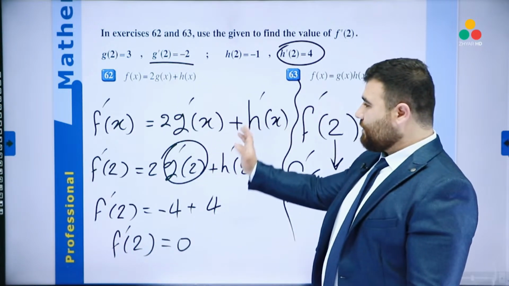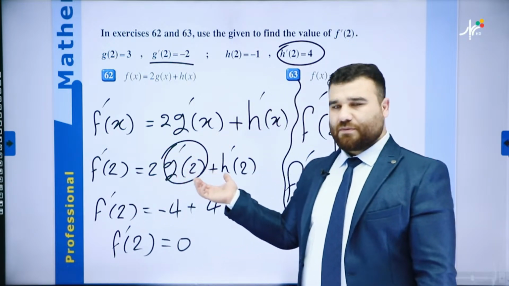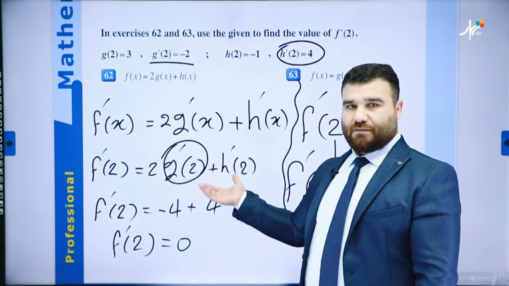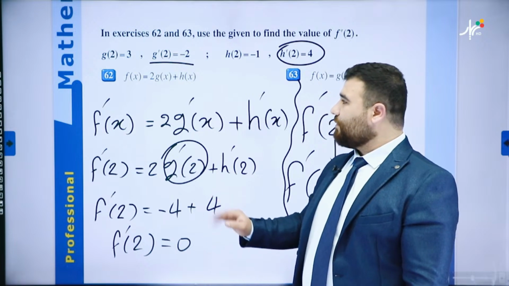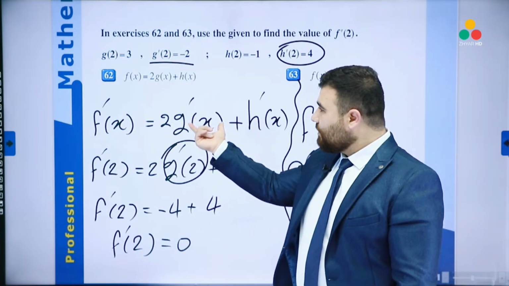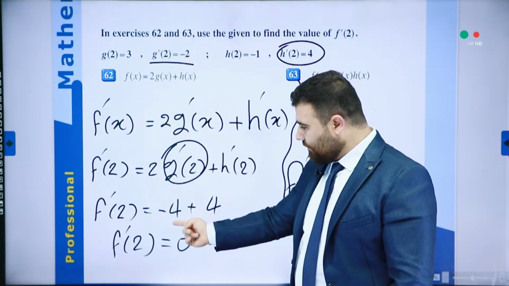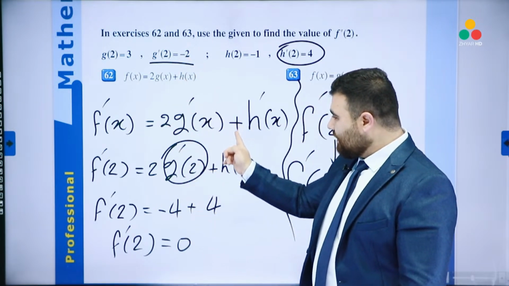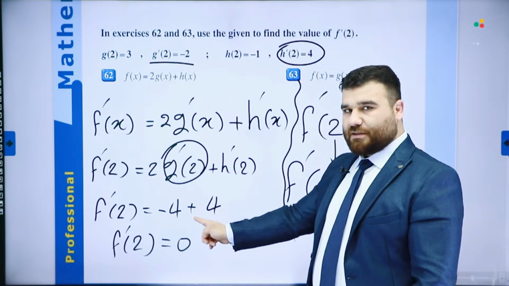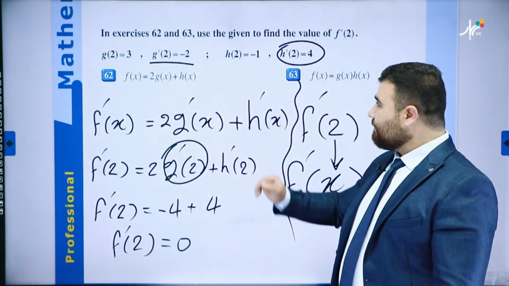That's it. Let's check. These simple questions, since they have a few steps, it's so good to check before you leave the question for someone else to check. Here, I have 2g prime. G prime is negative 2. Negative 2 times 2 is negative 4. This is right. This plus is this plus. Nothing is random. Nothing will be removed for no reason.